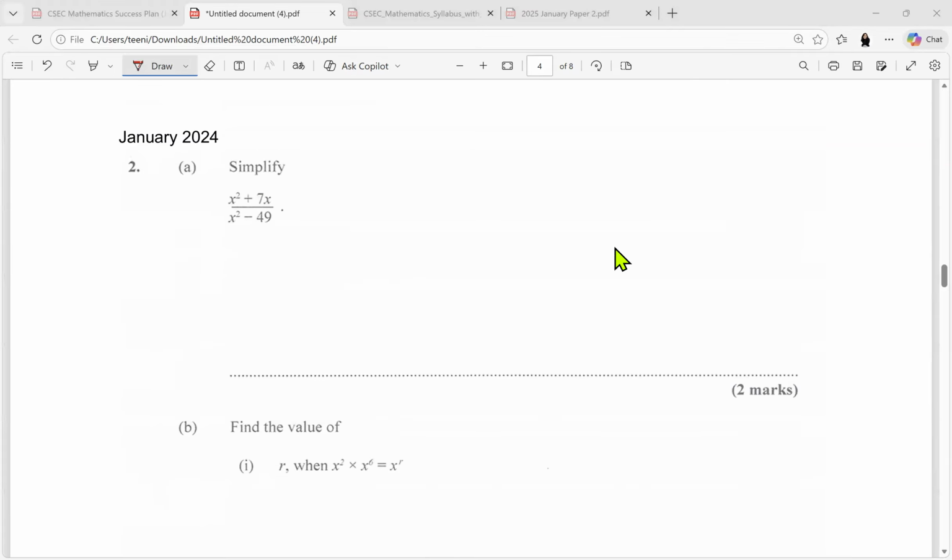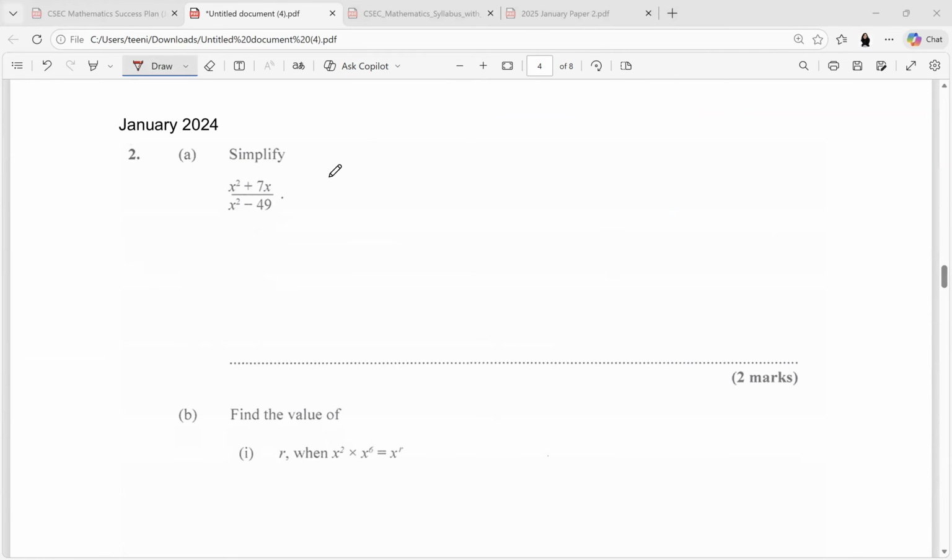Okay, let's look at this one. Very similar to the one above. Do you all spot anything? Here, how would I factorize? It says simplify x squared plus 7x over x squared minus 49.